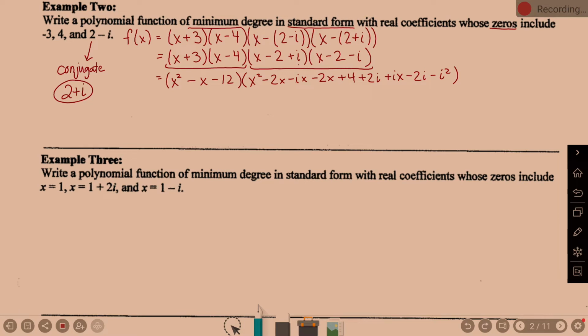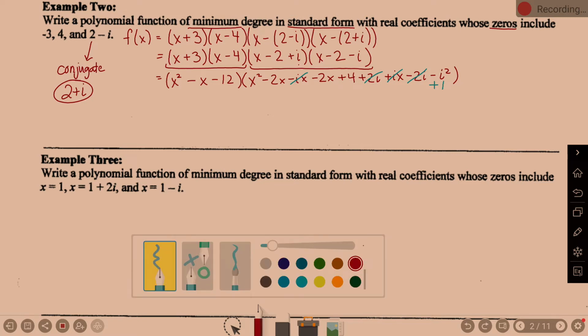Start cleaning up. Is there some canceling that's happening? Minus ix cancels with plus ix. Plus 2i cancels with minus 2i. My minus 2x and minus 2x will be like terms and go together. Plus 4 is going to be there. What do we know about minus i squared? What is minus i squared? 1, right? Because it's going to be minus negative 1. And so minus negative 1, I'm really going to call this a plus 1.